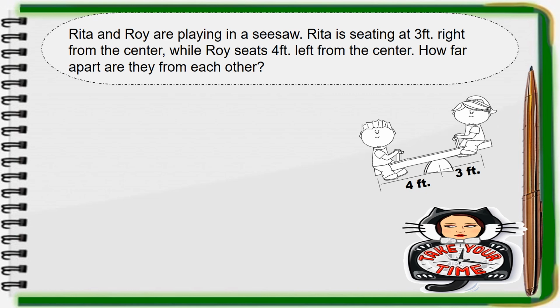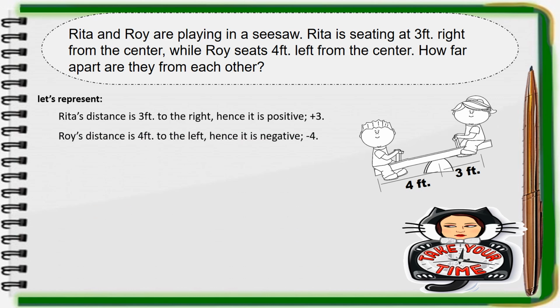So, to solve this problem, let us represent first the distance of Rita and Roy. So we have Rita's distance is 3 feet to the right. Hence, it is positive 3. And Roy's distance is 4 feet to the left. Hence, it is negative 4.